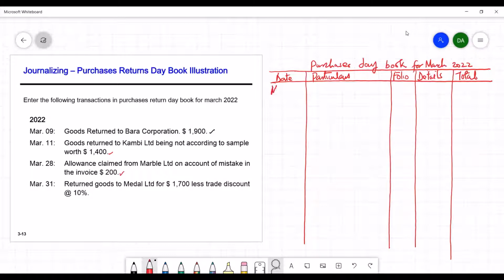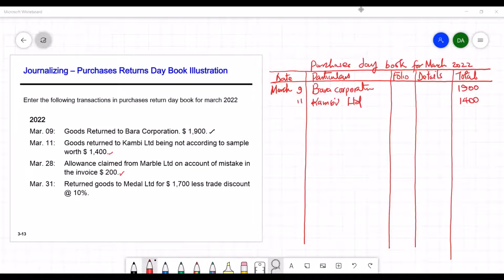On March 9th, return goods to Barra Corporation, and that is $1,900. On 11th March, goods returned to Cambi Limited, not being according to sample. So here is Cambi Limited, amount being $1,400.